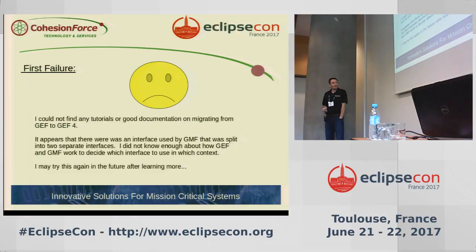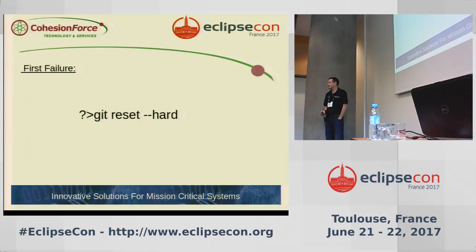One of the issues we had was that there were some significant API changes between the legacy GEF and the new GEF, and there was one place specifically, there's an interface the diagram uses that was split into two separate interfaces, and I didn't have enough knowledge to know when I should use one interface versus the other interface. So yeah, git reset hard and start over. So it happens. It'll happen a lot if you do kind of the things that I do.